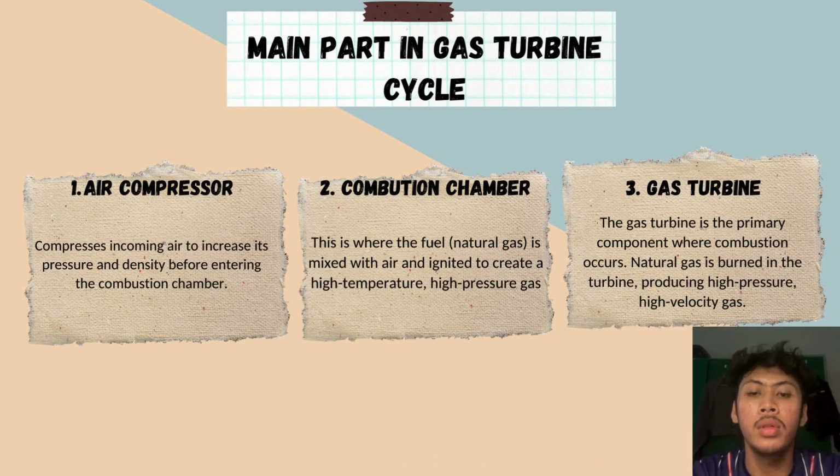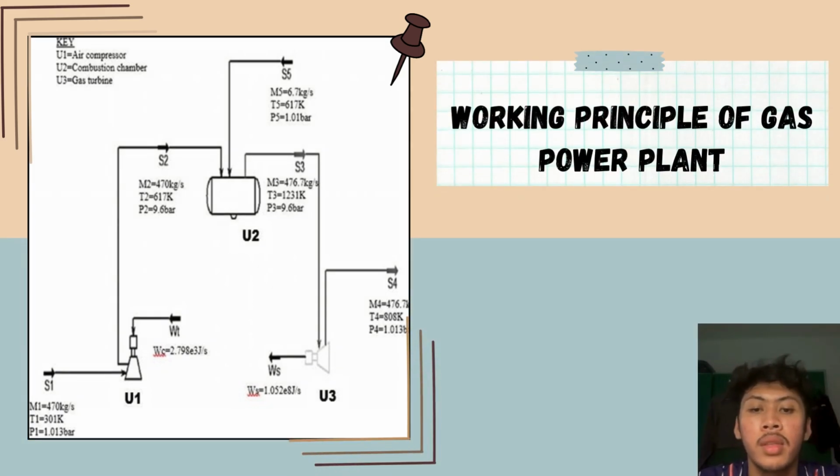Now I want to explain the schematic drawing for the gas power plant. The gas turbine cycle, also known as the Brayton cycle. The Brayton cycle is divided into three main components, which are the compressor, combustion chamber, and gas turbine. For the first one is compression. The cycle begins with the compression stage where ambient air is drawn into the engine and compressed by the compressor. This compression process is usually called an isentropic process.